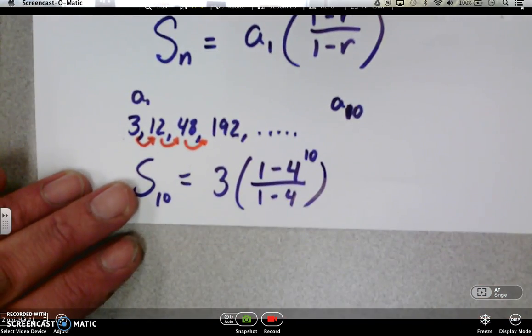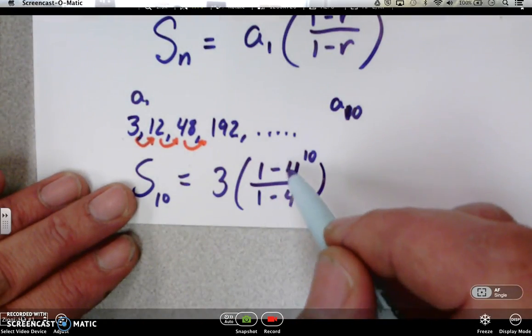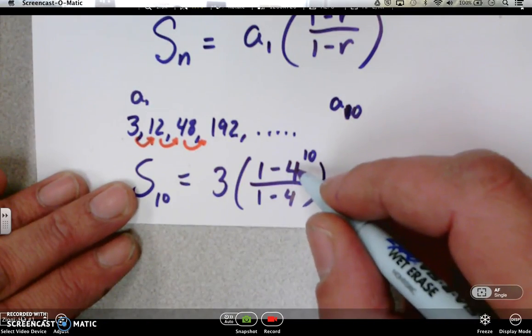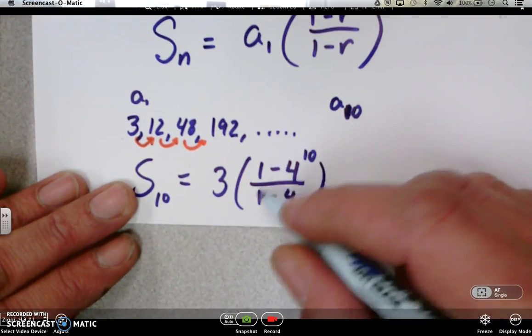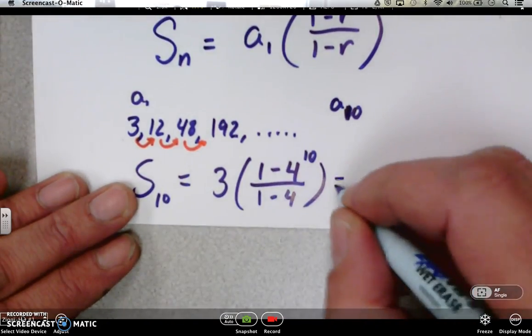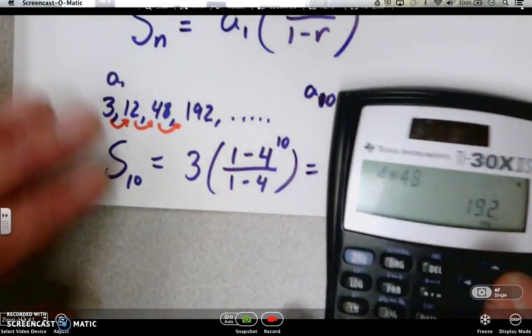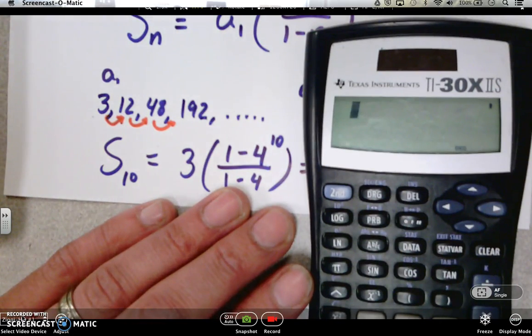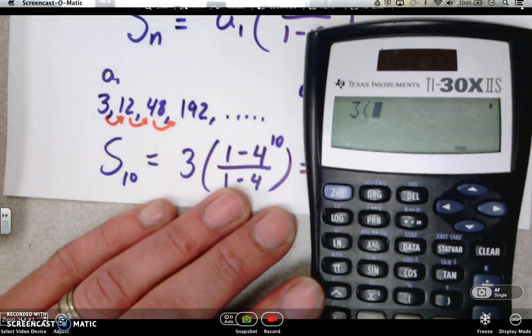Okay, we could simplify all this stuff, but it's going to be something huge on top, because 4 to the 10th is huge. It's going to reduce with this negative 3 that we're going to have on the bottom. Long story short, let's just go ahead and type this in. Let's go and type it in just like that. 3 parentheses. And if you're going to do this, you got to be a little bit careful. The top needs to be separated with parentheses.